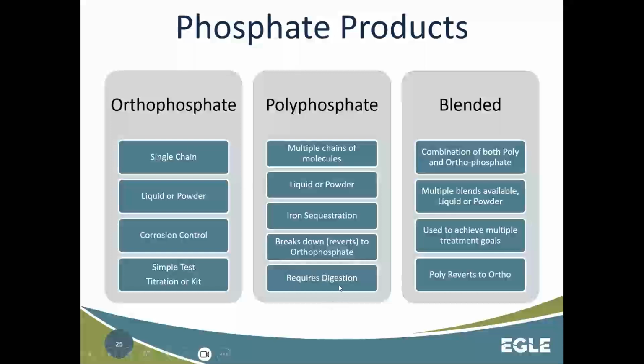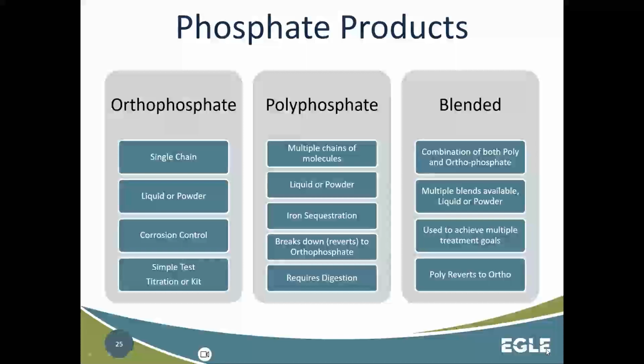These require digestion to sample for it. Typically, I think we talked about it a little bit: you're taking your phosphate, you're measuring total phosphate, and then you're basically subtracting your orthophosphate away from that sample to get your actual polyphosphate residual or dosage, whatever that might be. Okay, and then blended phosphate. The idea is kind of to achieve multiple goals here. It's a combination of poly and ortho. They can come in all sorts of styles and blends and whatever else.